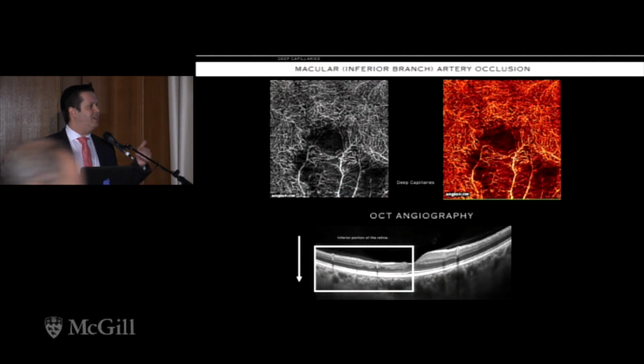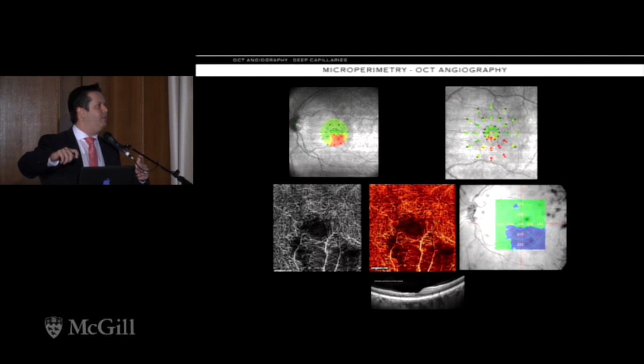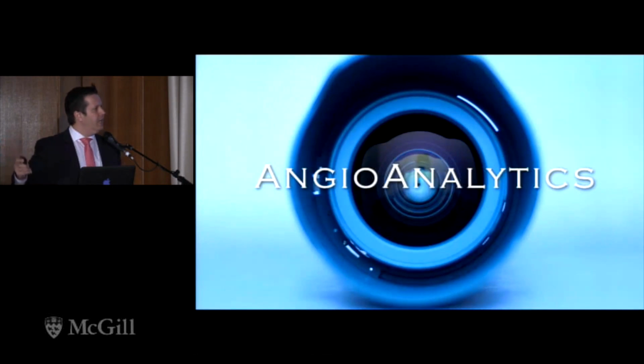We noticed that there is a thinning in the inferior portion of the OCT. But most important, when we did microperimetry, we understood that she had lost this area of vision. We only saw a very meticulous vascular blockage inside of the deep capillary layers.